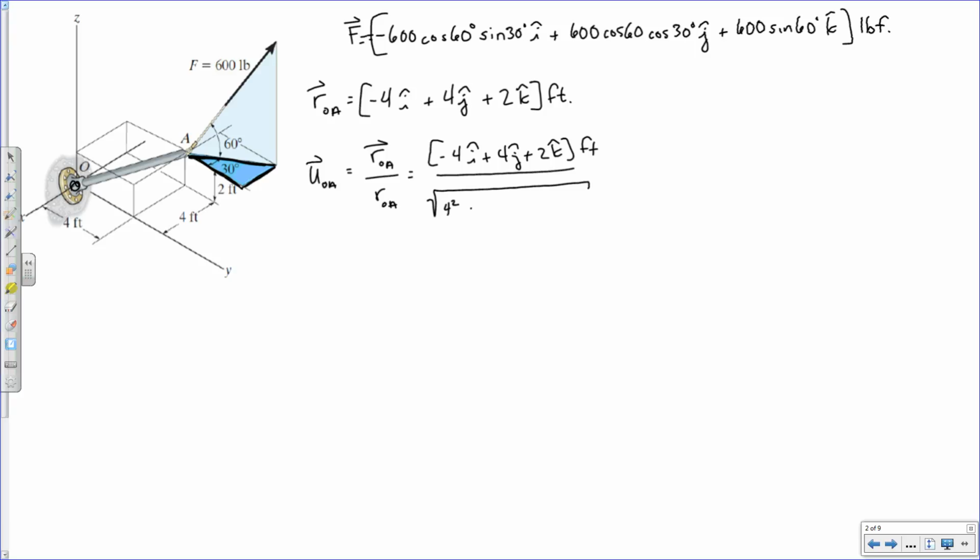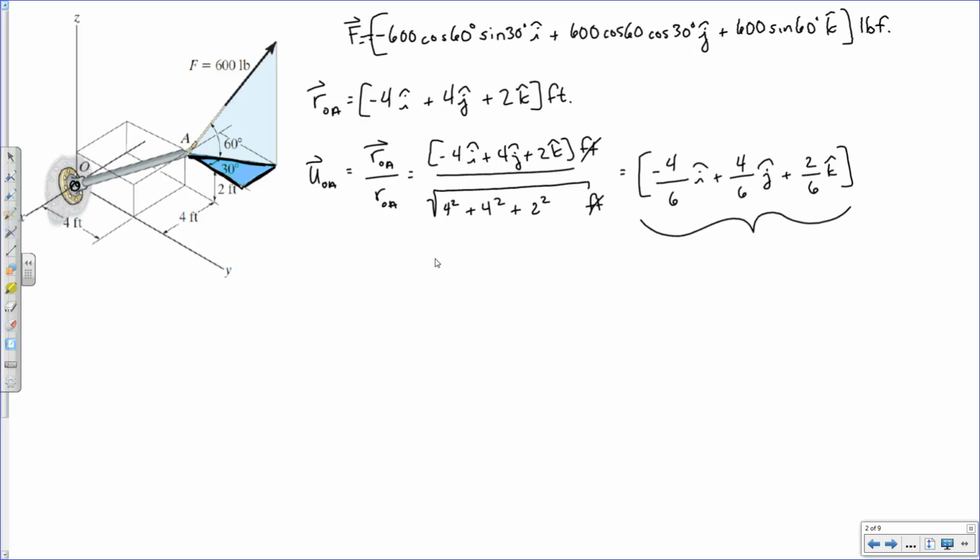This will be 4 squared plus 4 squared plus 2 squared. 16 plus 16, 32, plus 4 is 36. Square root of 36 is 6. So everything here is going to be divided by 6. So negative 4 over 6 I hat plus 4 over 6 j hat plus 2 over 6 k hat. There are no units associated with a unit vector. This had dimensions of feet in the denominator as well. If you take the magnitude of this vector, you ought to find that the magnitude is equal to 1. I'll let you do that on your own.